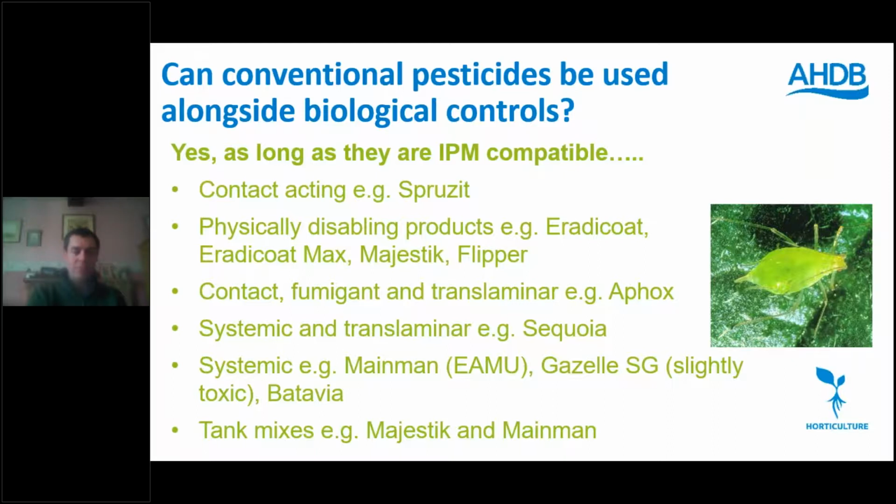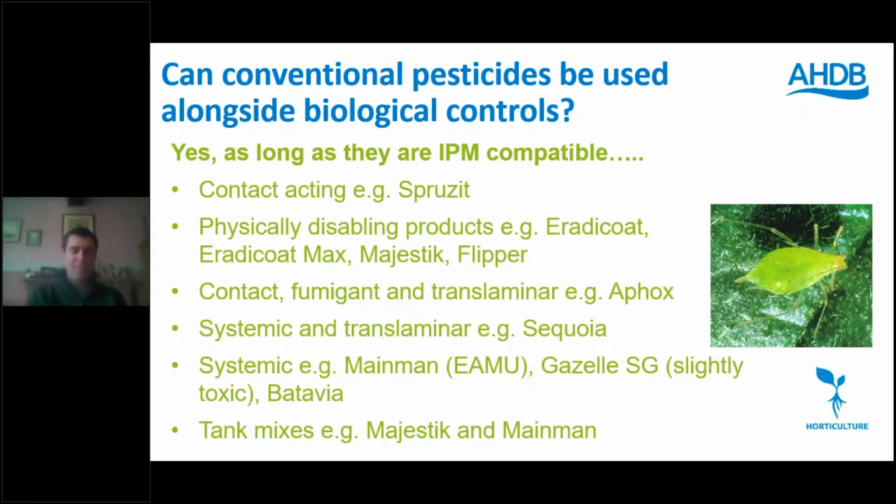So can conventional pesticides be used alongside biocontrols? So yes, as long as they're IPM compatible. So this list here, see it as a bit of a decision tree really. So you've got your contacting and acting products, things like Spruce-It, and physically disabling products. There are various of those, and they can be applied when you can get good spray coverage of the aphid, when it's on the tips or the tips of shoots, and they're not a challenging spray target. We need to be hitting the aphids with the product to get good results here.